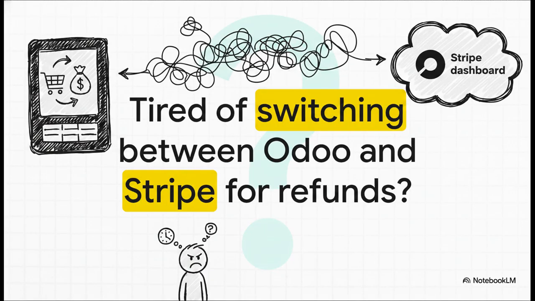A customer needs a refund, and suddenly your cashier is on this whole mission. They have to jump out of Odoo, log into the Stripe dashboard, search for that one specific transaction, and then finally process it. It's just so clunky and takes forever for what should be a simple click.